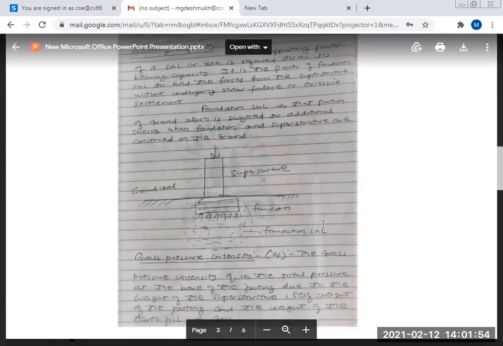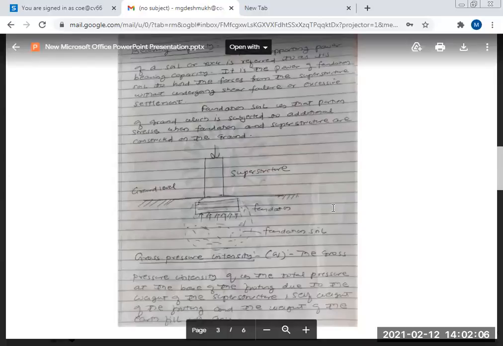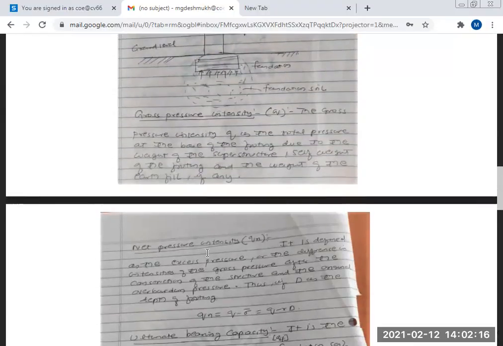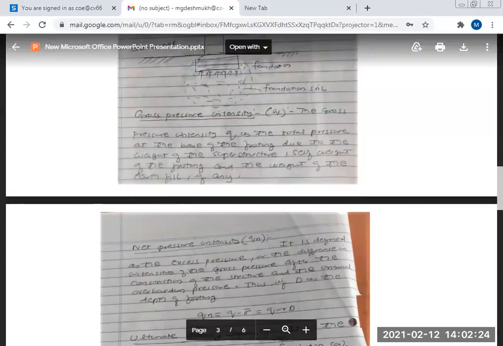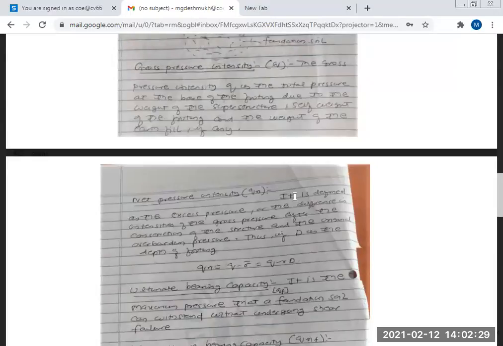नेट प्रेशर इंटेंसिटी क्या है, इमेजिन करो बिल्डिंग कंस्ट्रक्शन करने से पहले यहां पर गामा डी था, और बिल्डिंग कंस्ट्रक्शन करने के बाद सुपरस्ट्रक्चर आया, फुटिंग आया और गामा डी भी आया. तो अगर हम गामा डी को माइनस करेंगे तो जो प्रेशर आता, इट इज कॉल्ड नेट प्रेशर इंटेंसिटी. तो नेट प्रेशर इंटेंसिटी में अर्थ फिल को कंसीडर नहीं करते. व्हाट वी कंसीडर इज सुपरस्ट्रक्चर एंड वेट ऑफ फुटिंग ओनली.